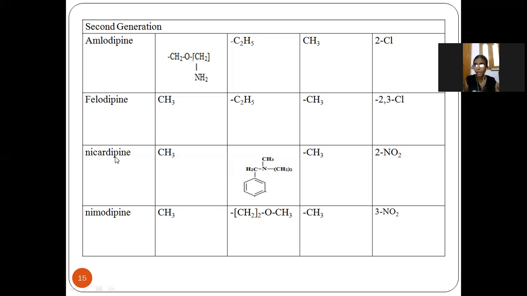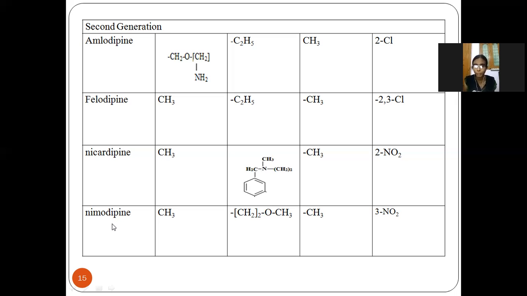Next, nicardipine. If you place in R1 position a methyl group, and in R2 position the benzene ring, in the para position the ethyl group and nitrogen, with methyl and benzyl groups attached. See here, this is the benzene, and at the para position the ethyl group, nitrogen, methyl and benzyl groups are attached. This structure should be in the second position, that is R2. In R3 a methyl group, and in X, in the second position of the benzene ring, the nitro group should be attached. Then we will get the nicardipine.